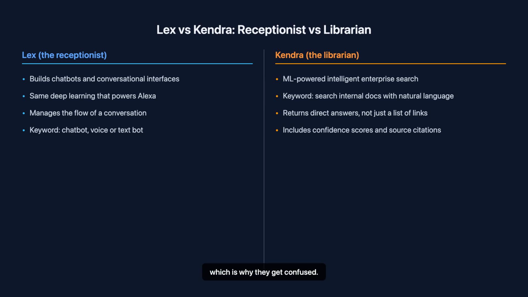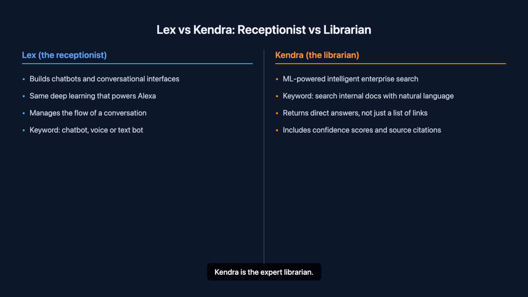The last AI pair is Lex and Kendra, and they both touch natural language, which is why they get confused. Lex is the friendly receptionist who chats with you. It builds chatbots and conversational interfaces, running on the same deep learning that powers Alexa, and its job is managing the flow of a conversation. Its Q is chatbot, or voice and text bot.